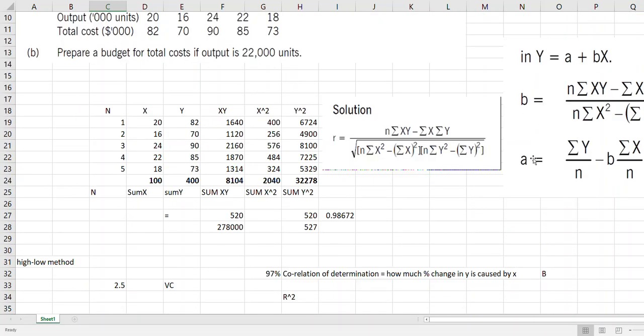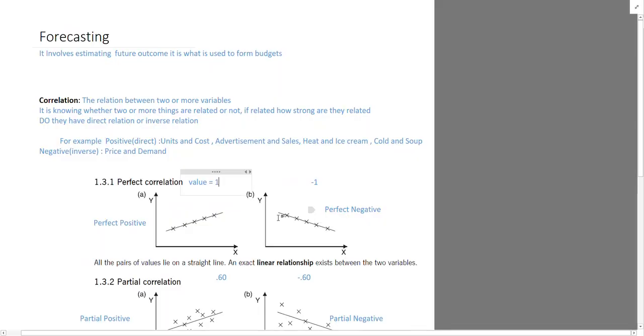So we will find B, which is the variable bit, which is also called the gradient of the line. So what this actually does is it shows us the slope of the line. This is called the gradient of the line. Sometimes in questions it is told that the slope of the line is something like that. They don't tell you that it is B. So you need to understand that B means the gradient of the line, or the slope of the line. And then A would represent that fixed element.